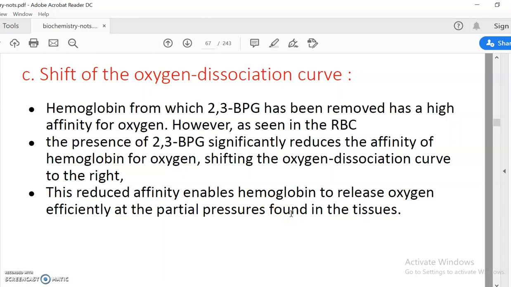Then if the concentration of 2,3-BPG increases, and it is increased in the tissue, in the tissue the binding between hemoglobin and 2,3-BPG is stronger than the binding between hemoglobin and oxygen. So hemoglobin releases oxygen and binds to 2,3-BPG.